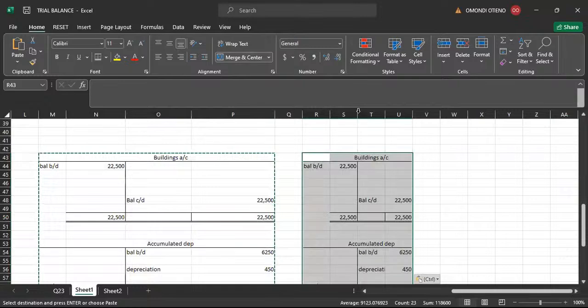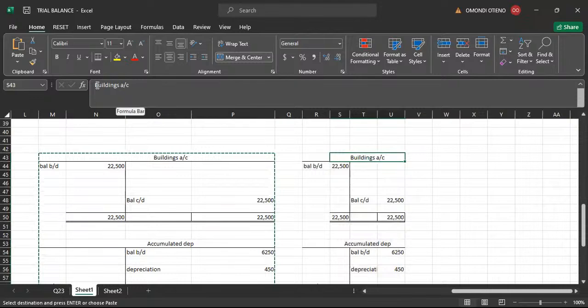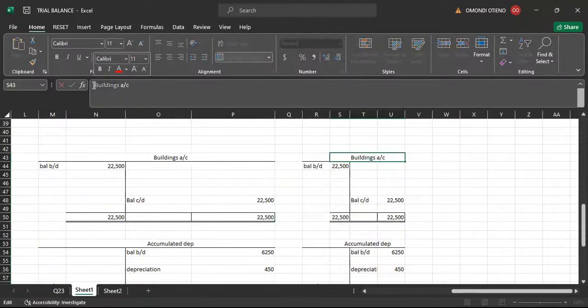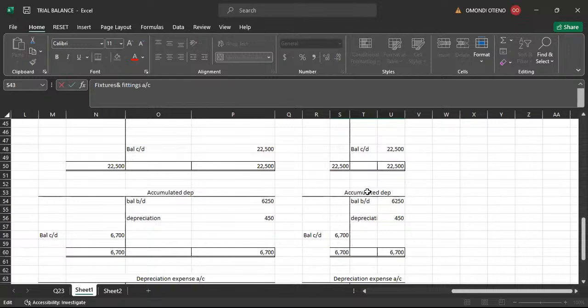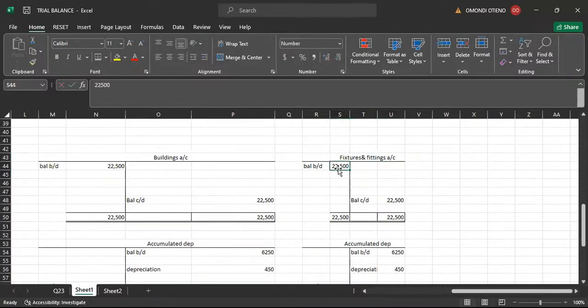Control V. Let me have the other set here, but it is not going to be building, but fixtures and fittings. Fixtures and fittings, accumulated depreciation, then depreciation expense. So the fixtures and fittings now is going to be different.